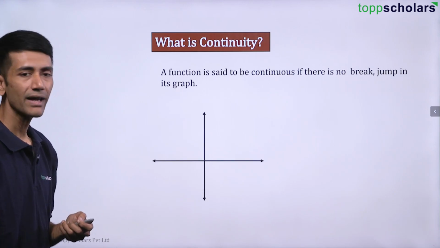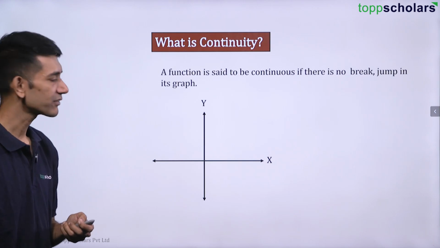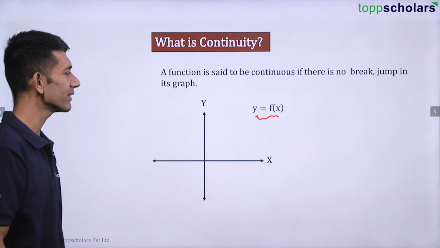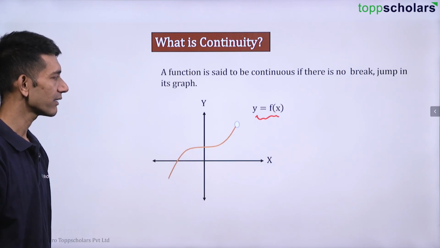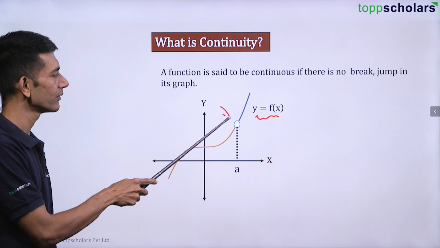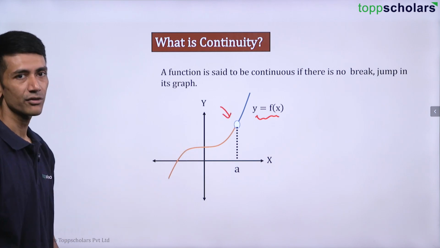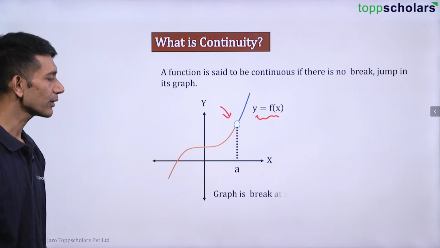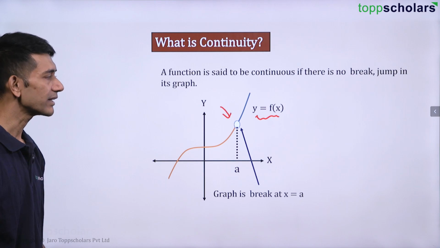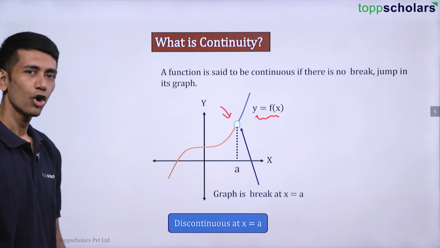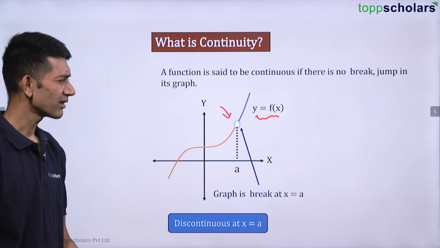Let us see an example. Here we have a graph, with the x and the y axis. We have a function y is equal to f(x), and suppose we have a graph. Now, observe this graph very carefully. Can I say this graph is not a smooth graph and it breaks at this point? If you see over here at x is equal to a, the graph is breaking. And since the graph is breaking, we can say that this particular graph is discontinuous, that is, the function is discontinuous at x is equal to a. Discontinuous or not continuous, non-continuous, same thing.